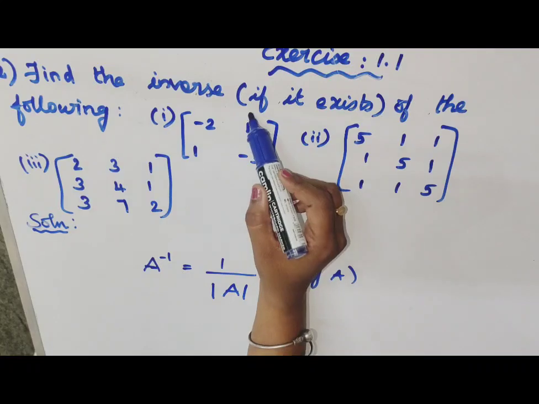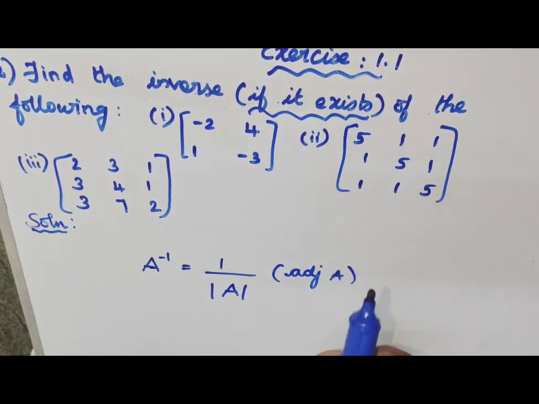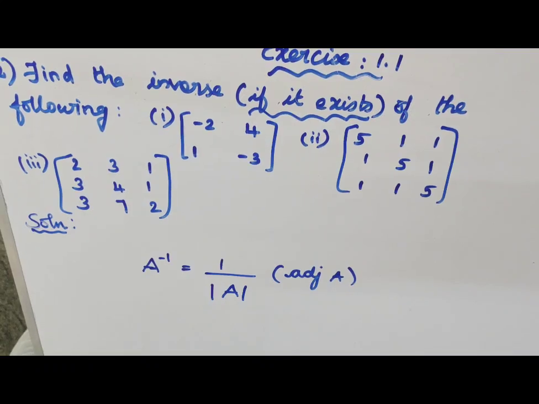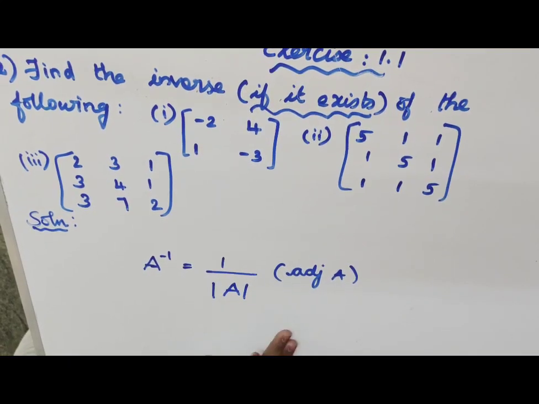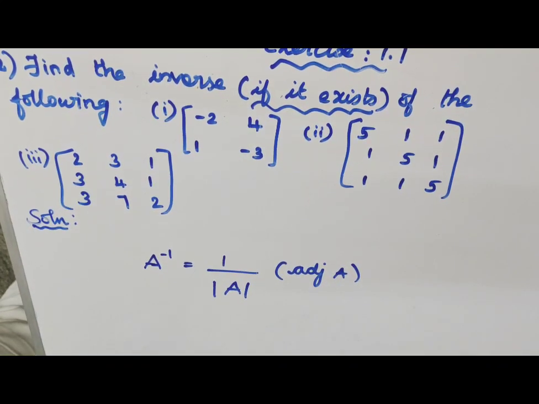And in the question it is also mentioned "if it exists". Only then do we have to find the inverse. What does this mean, if it exists? That I will tell you while solving the problem. Okay, we will start off with the first problem.